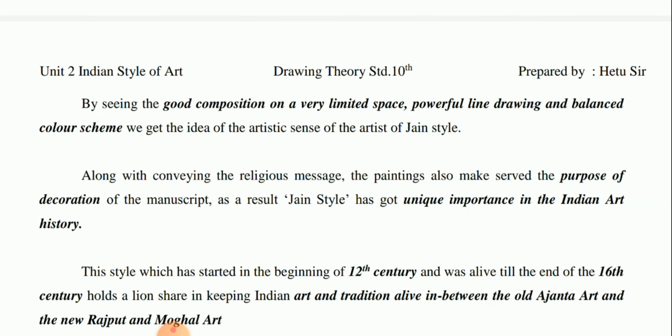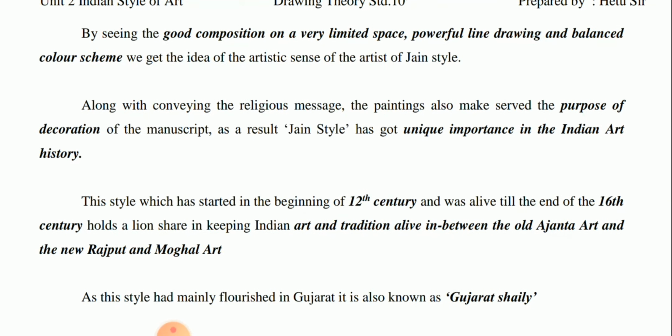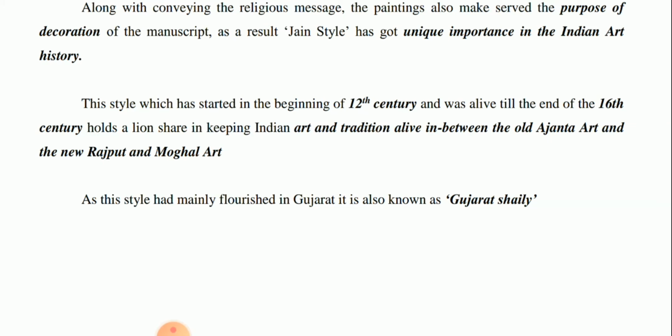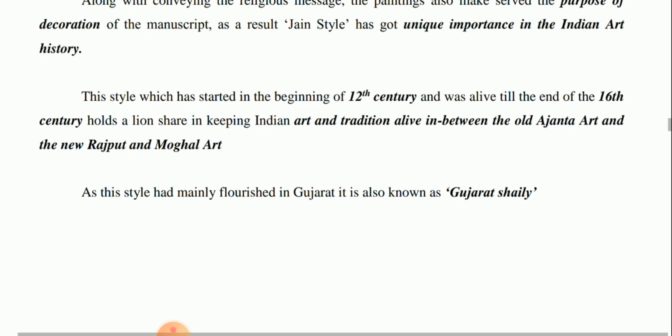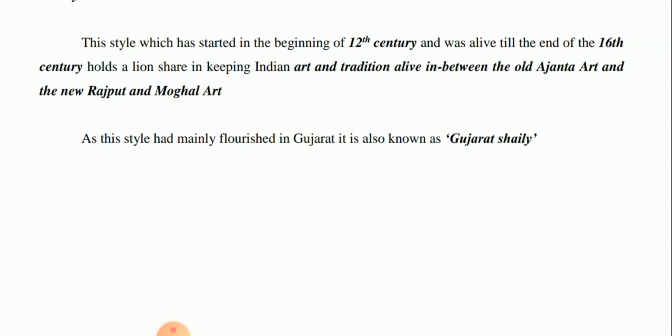By seeing the good composition on a very limited space, the powerful drawing and the balanced color scheme, we get the idea of the artistic sense of the artist of Jain style. Along with conveying the religious message, the paintings also served the purpose of decoration of the manuscripts. As a result, Jain style of art has got unique importance in Indian art history. This style, started in the beginning of the 12th century and alive till the 16th century, holds a lion's share in keeping the Indian art and tradition alive between the old Ajanta art style and the new Rajput and Mughal art. As the style mainly flourished in Gujarat, it is also known as Gujarati style.